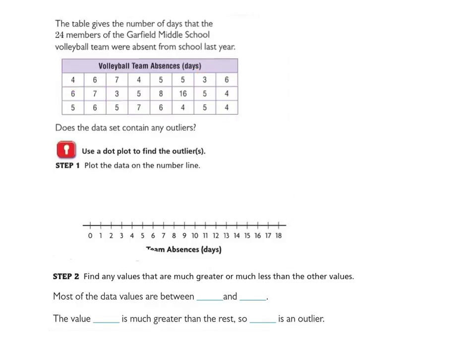Looks like there was 4 days absent, 6 days, 7, 4, 5, 5, 3, 6. All these numbers are pretty similar. 6, 7, 3, 5, 8, 16, 5, 4, 5, 6, 5, 7, 6, 4, 5, and 4. Does your data set contain any outliers? Does it contain any numbers that are way too small or way too big? Okay, let's go ahead and find out.